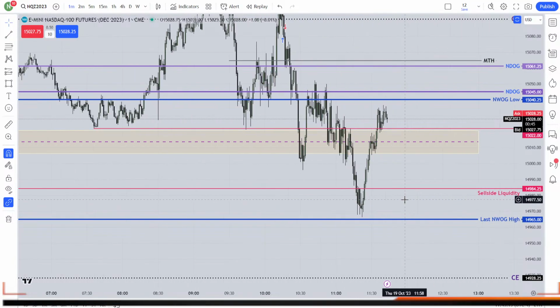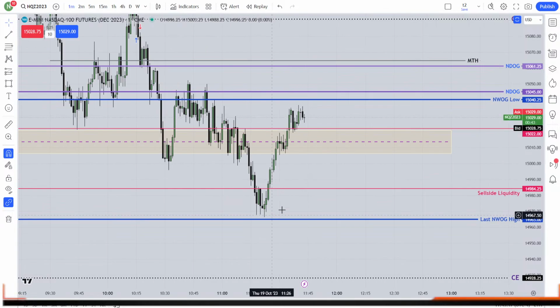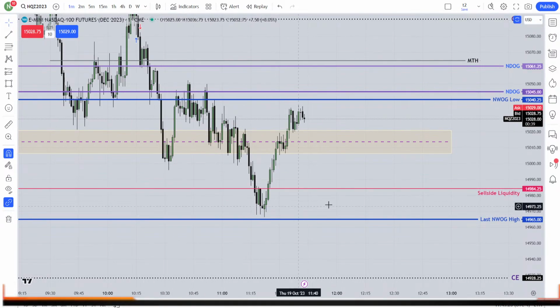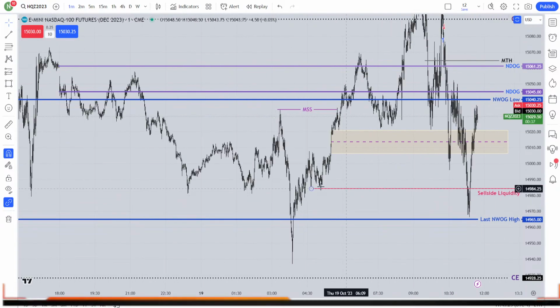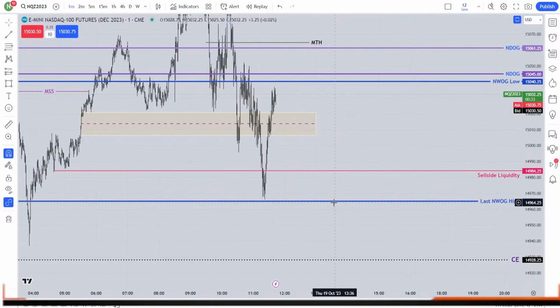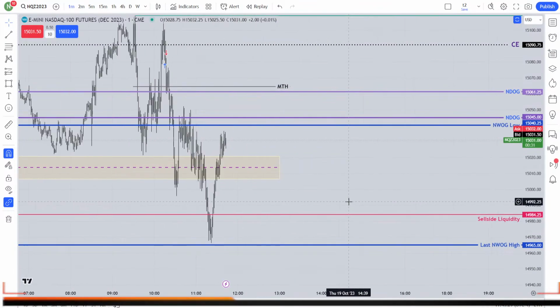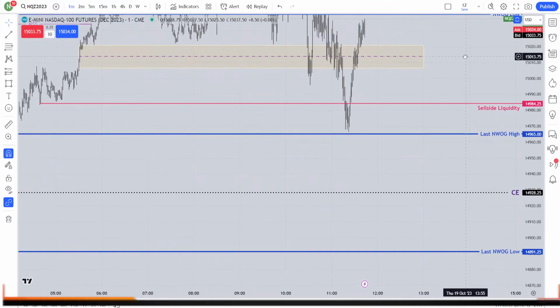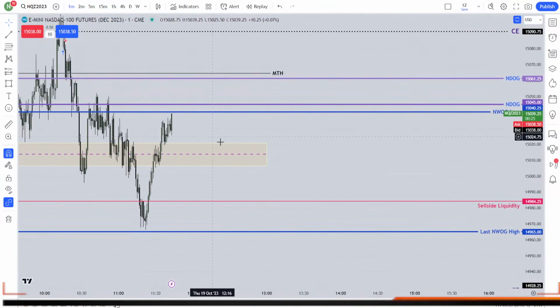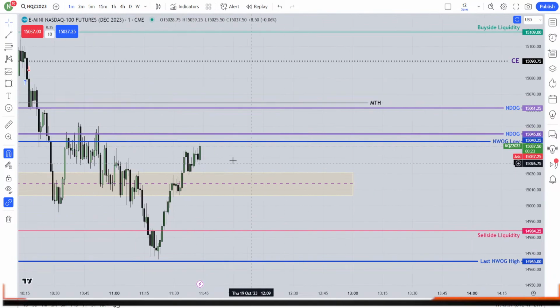What is this? This is Nasdaq. It went lower. It has taken the sell side liquidity at so many levels. I will remove this level. It took the sell side liquidity from here again and traded the last new week opening gap low, I mean opening gap high. Okay, it went higher. It is right now over here.